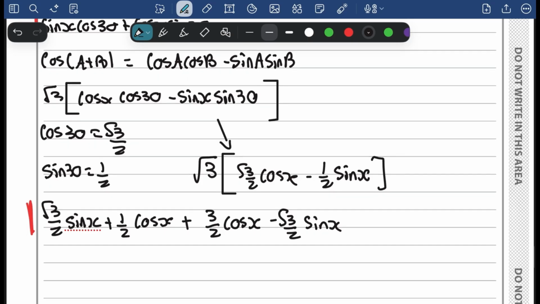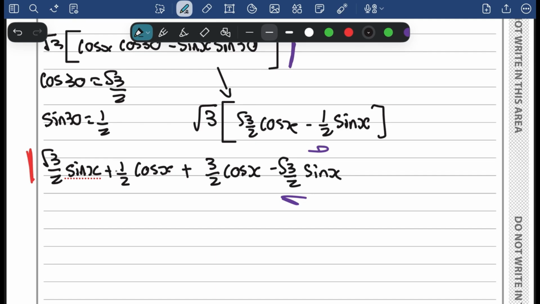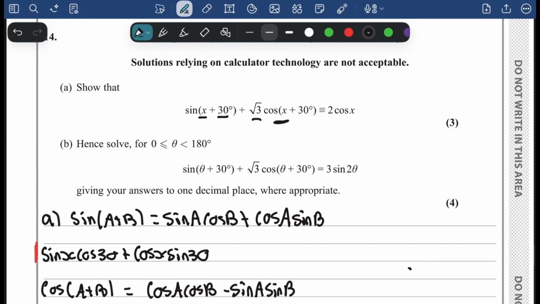And then we just have to look at what cancels out, right? Just to clear this up, this comes from the cosine addition formula, and then the red comes from the sine addition formula. So then we just take these away and simplify it, right? Root 3 over 2 sin x minus root 3 over 2 sin x cancels out, or is 0, and then a half cos x plus 3 over 2 cos x is going to be 2, so that should simplify this to 2 cos x.